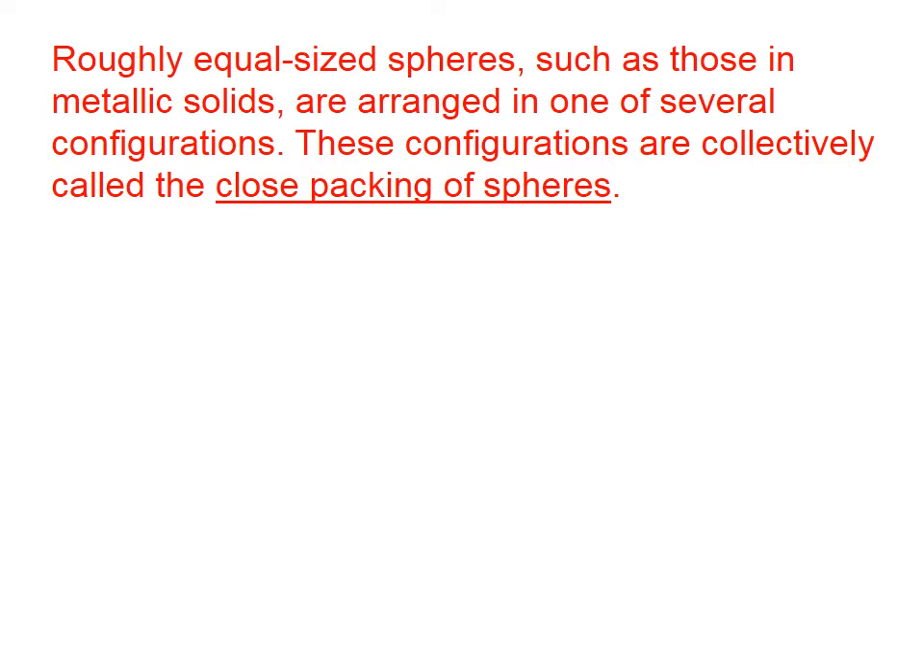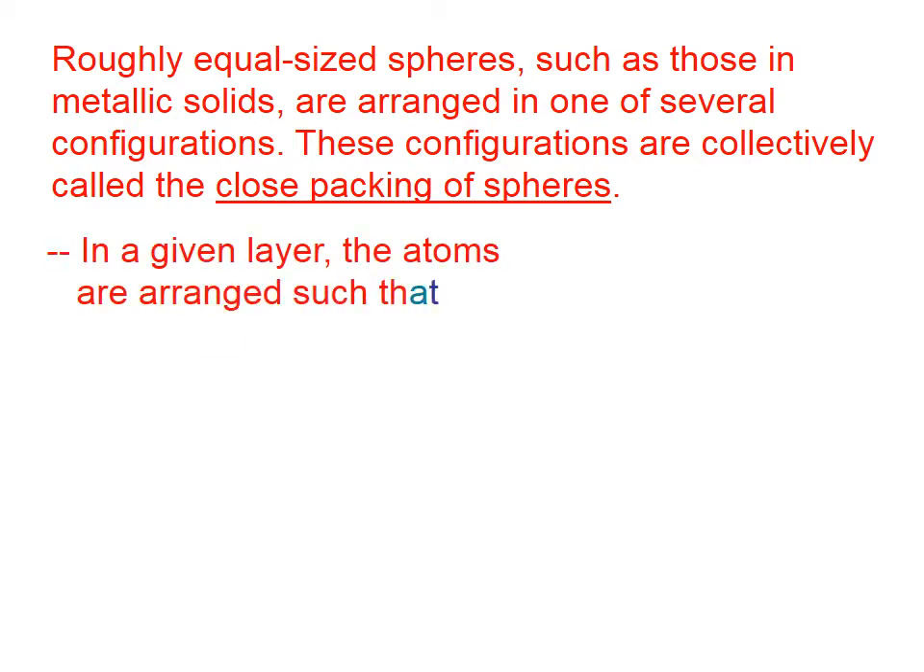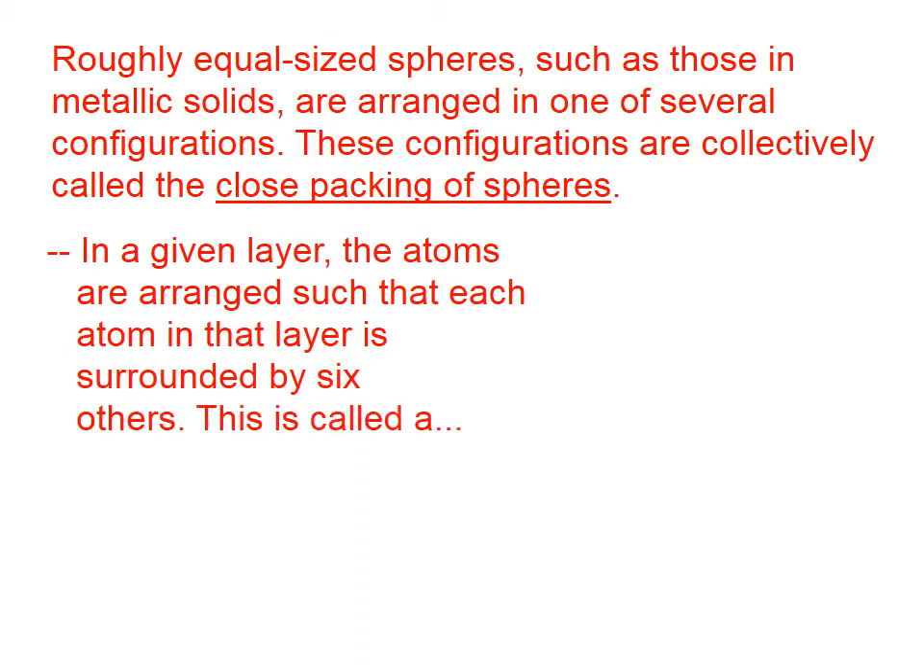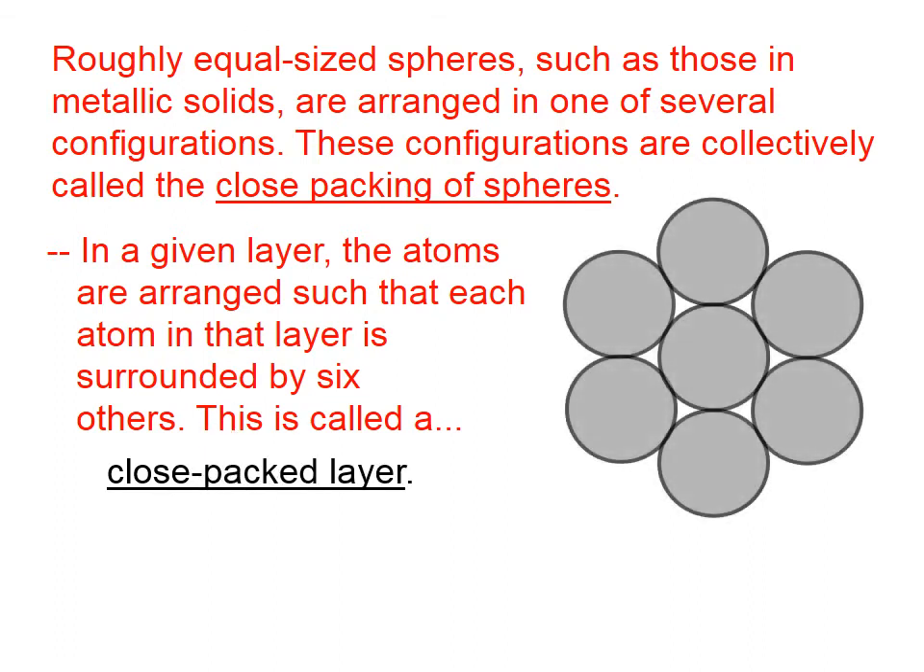Roughly equal-sized spheres, such as those in metallic solids, are arranged in one of several configurations. These configurations are collectively called the close packing of spheres. In a given layer, the atoms are arranged such that each atom in that layer is surrounded by 6 others. This is called a close-packed layer, and it looks like this. The atom that we're interested in is the one in the middle, and he's surrounded perfectly by 6 others. You can think of these as 7 pool balls and how nicely they fit together.